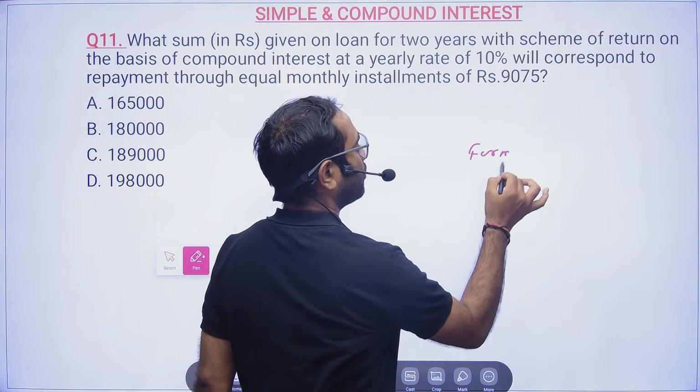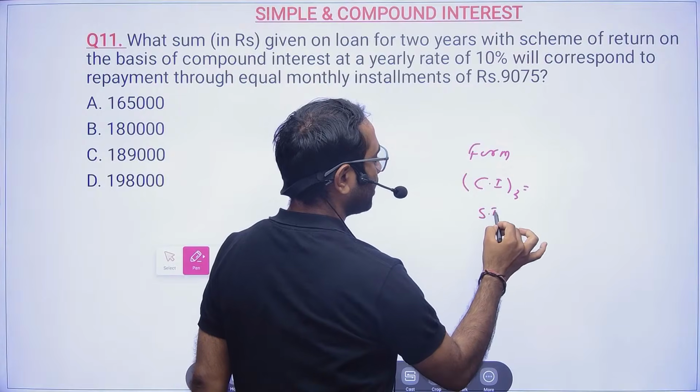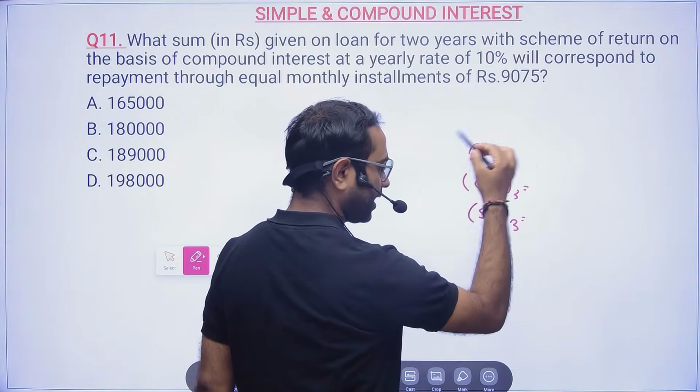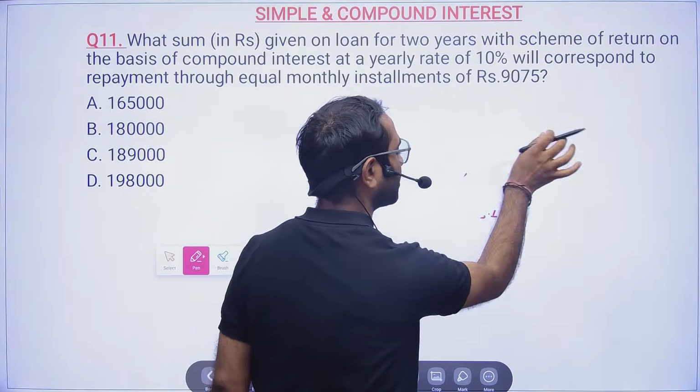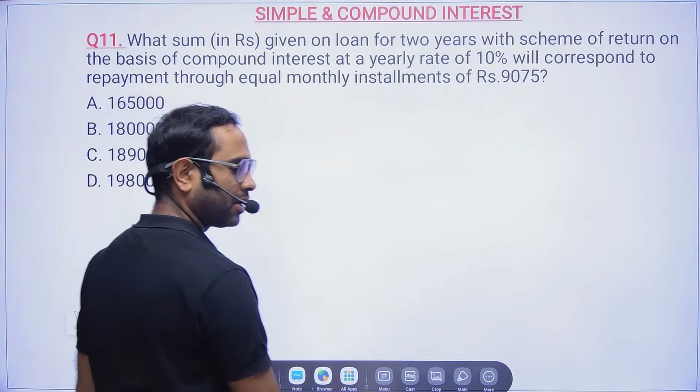See, when you calculate compound interest for 3 years, write the formula, and then simple interest for 3 years, and then if you subtract, you will get that formula. That is the reason I directly told you the formula. So keep that in mind.